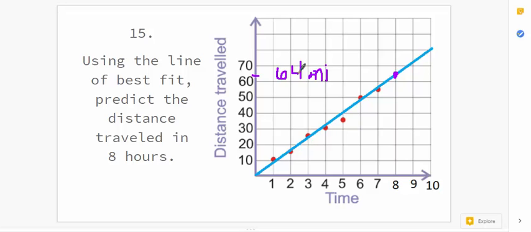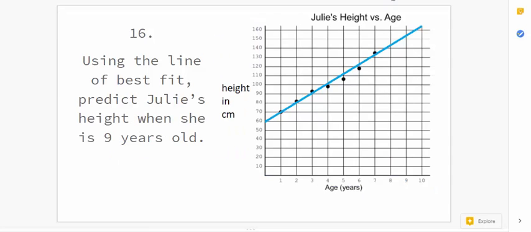Now, if you said 63 miles or 65 miles, I would say those are both appropriate because it's just an estimate, so somewhere around there.